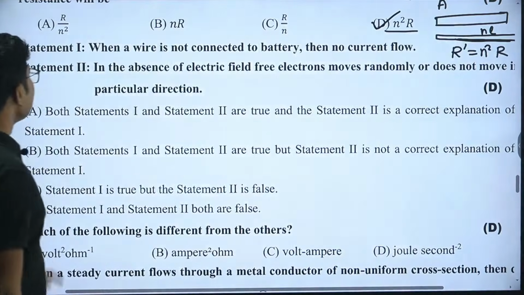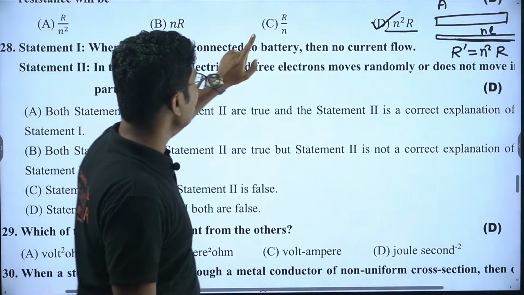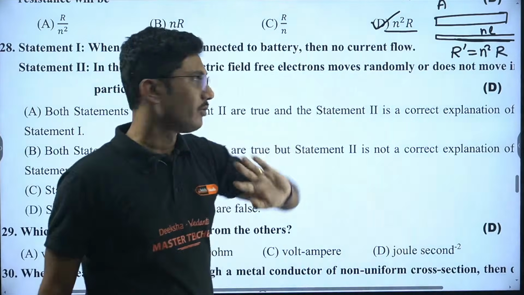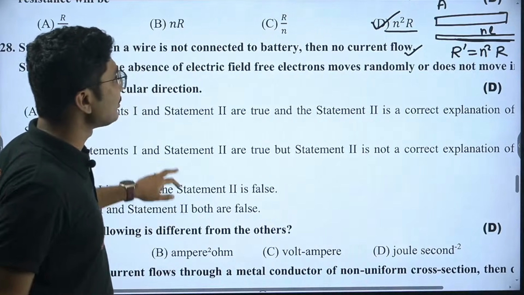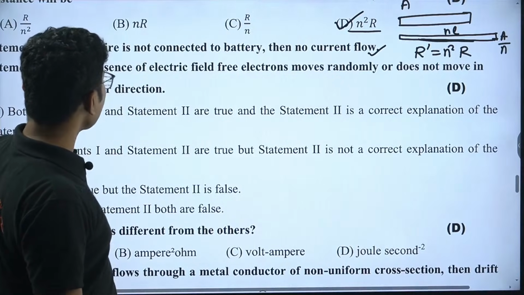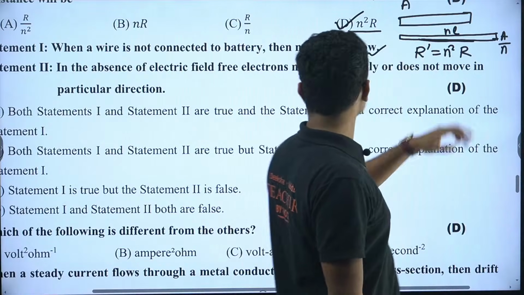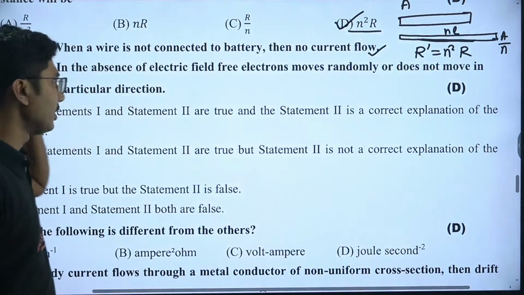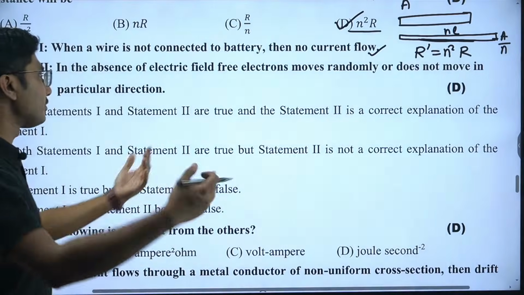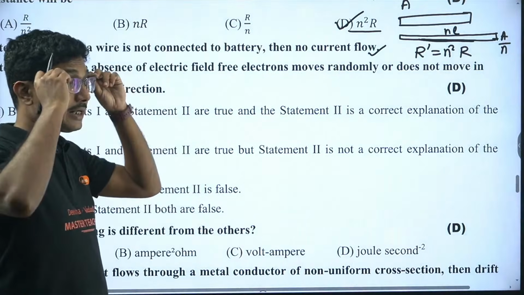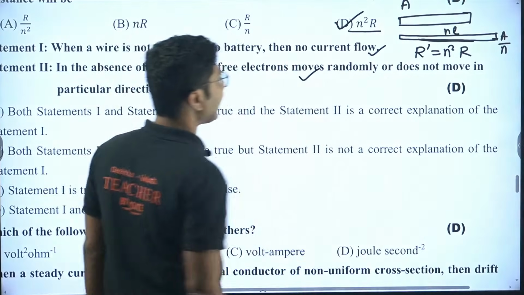Let's see. Statement 1: When a wire is not connected to a battery, then no current flows. This looks to be a correct statement, right? No battery means no current. In the absence of an electric field, free electrons move randomly or do not move in a particular direction. So this statement is also correct. The motion is random. So both statements are correct.